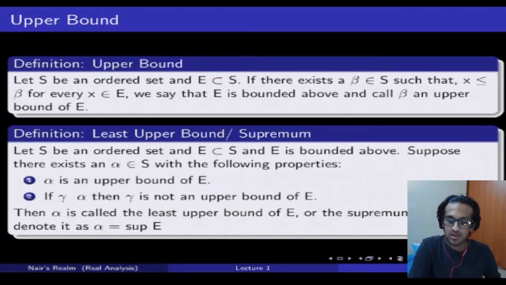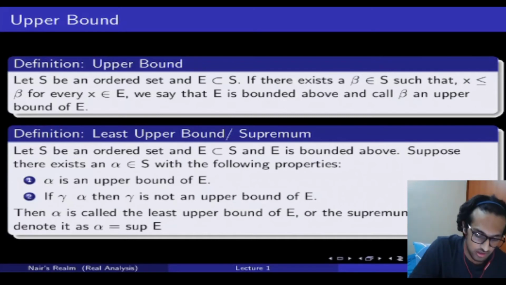If there exists a beta in S such that x is less than or equal to beta for every x in E, we say that E is bounded above and we call beta an upper bound of E. So this might seem like a complicated definition, but let's break that down.